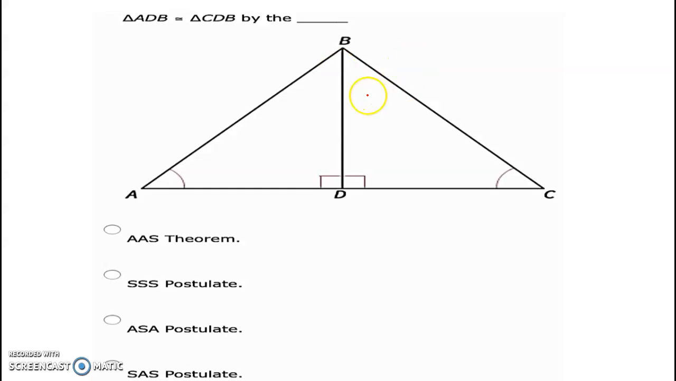How about this one? How could you prove these two triangles congruent? Again, they are right triangles, but is it HL or something else? We know this side is congruent to itself by the reflexive property, but then we have an angle. The hypotenuse is opposite the right angle, but we don't know that the hypotenuses are congruent, so it cannot be HL. But it's angle, angle, side. So angle, angle, side will be that.